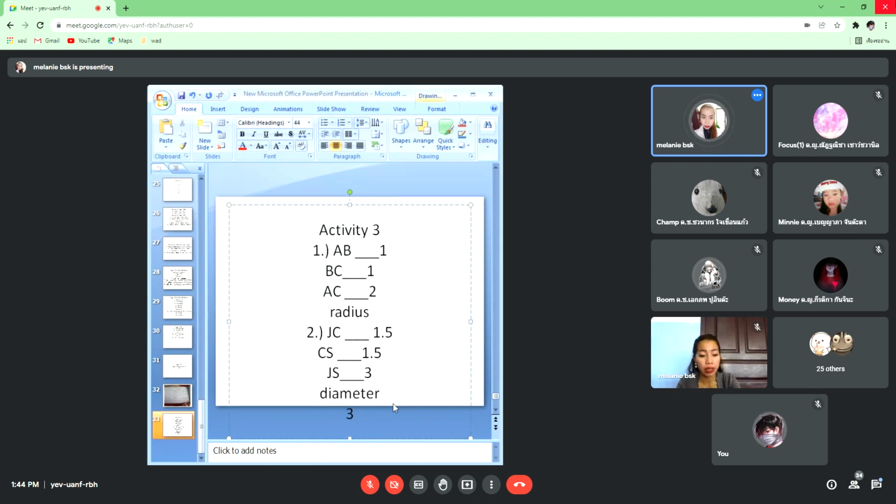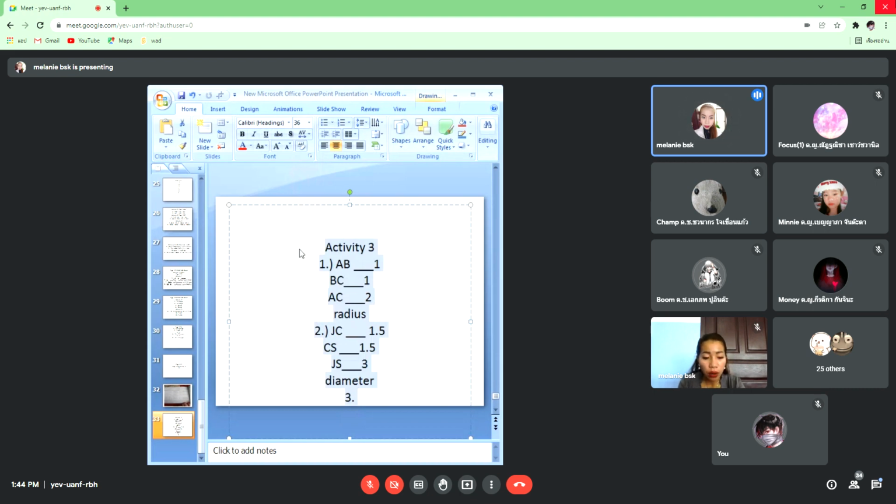Number 3, children. I'm going to change this for a moment so that you can see. Can you see it, children? For number 3, we have radius TX. How many centimeters long is radius TX, children? It's 2. Very good. So that is 2 centimeters long.